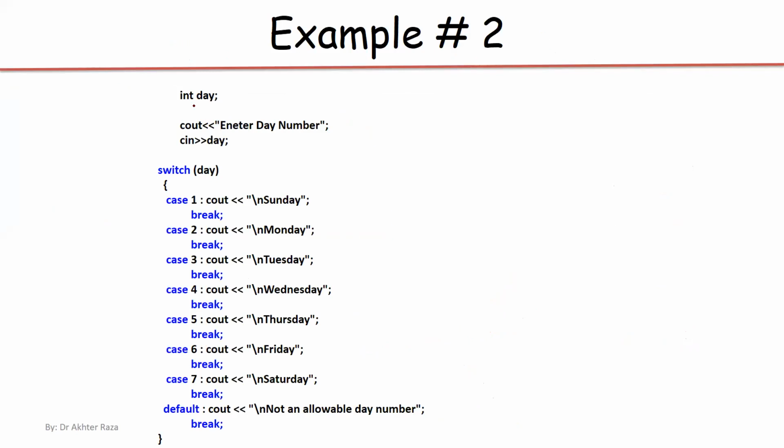Now it is a complete program. Enter a day number, day, see in day. So day is what? Day is an integer variable which is declared here. Switch day. If the day is 1, you have to write Sunday, then break.